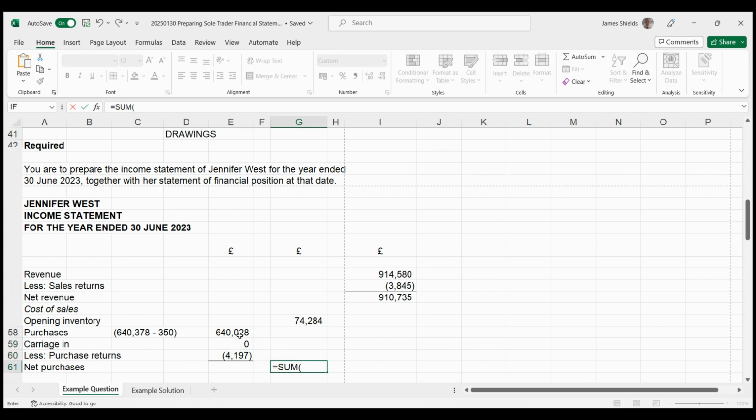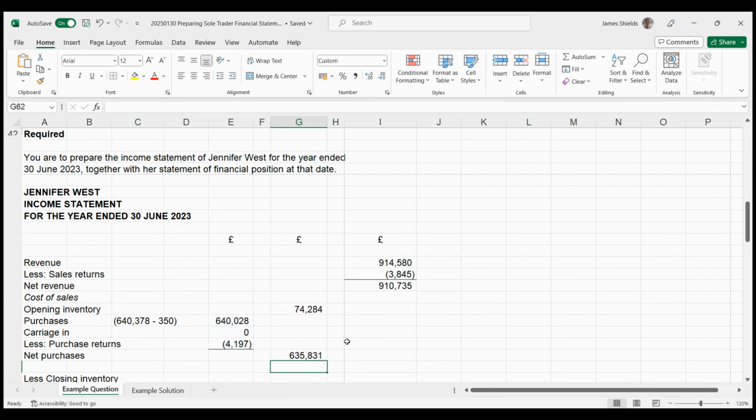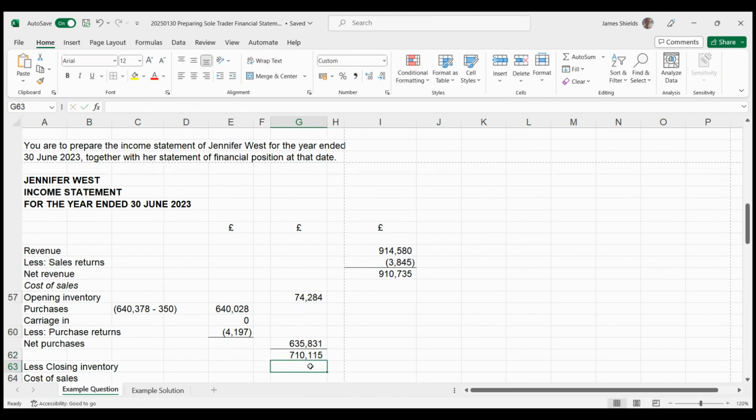So that will then give us £635,831. Now, as you'll remember from before on the income statement, you add together the opening inventory and your net purchases. So it's the 74284 plus the net purchases of 635,831. Just let me check that.